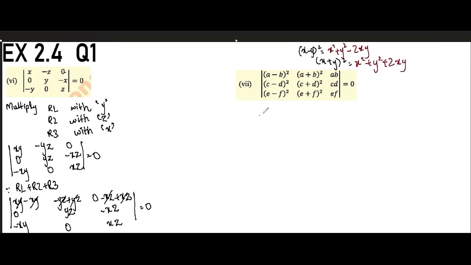Now to solve this question, we need these two formulas, and we are going to open all of these brackets using those formulas. So we have a minus b whole square, we are going to write it as a square plus b square minus 2ab, and then here we are going to write a square plus b square plus 2ab, and then ab, and it is equals to 0. Now let's do the same with the rest of the rows as well.